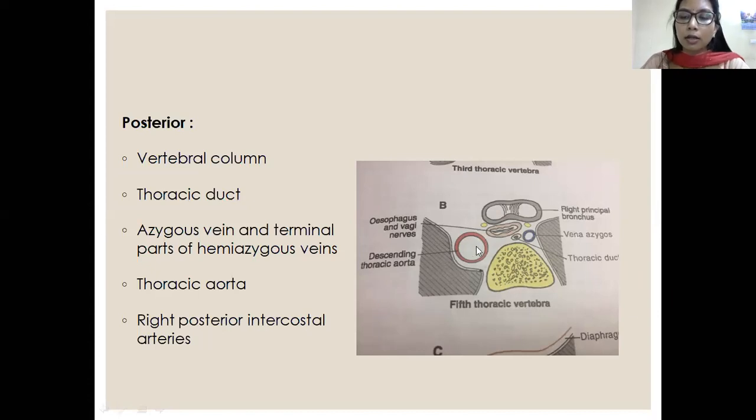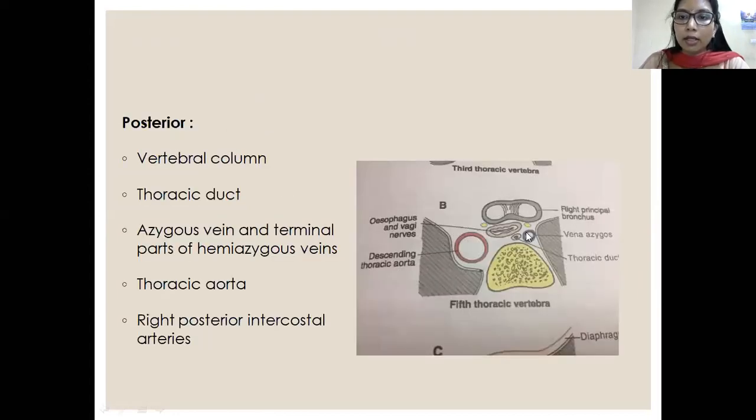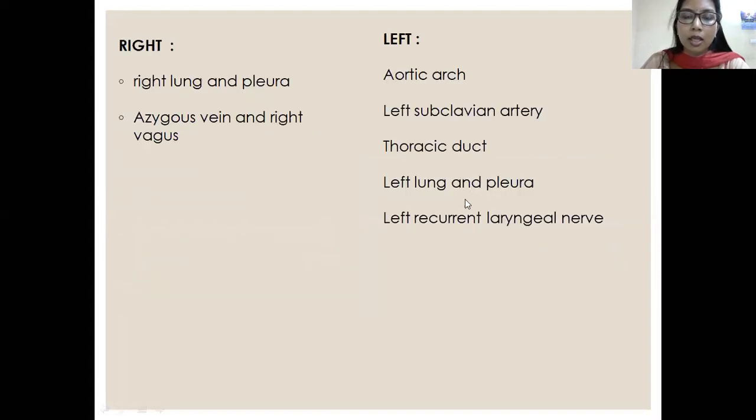So these relations which are posterior also tend to form the right and left relations of the same part of the esophagus. On the right side you see the right lung and pleura, azygous vein and right vagus. The azygous vein and the right vagus also form the right sided boundaries. On the left there is the aortic arch, subclavian artery, thoracic duct, left lung and pleura, and left recurrent laryngeal nerve.